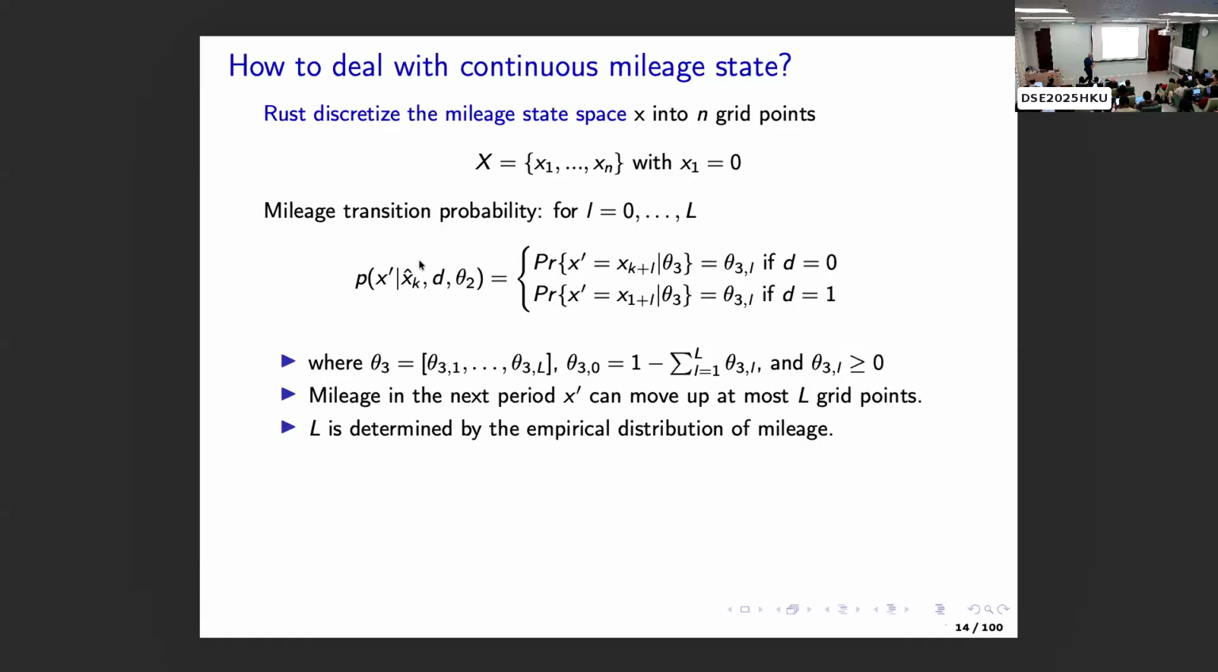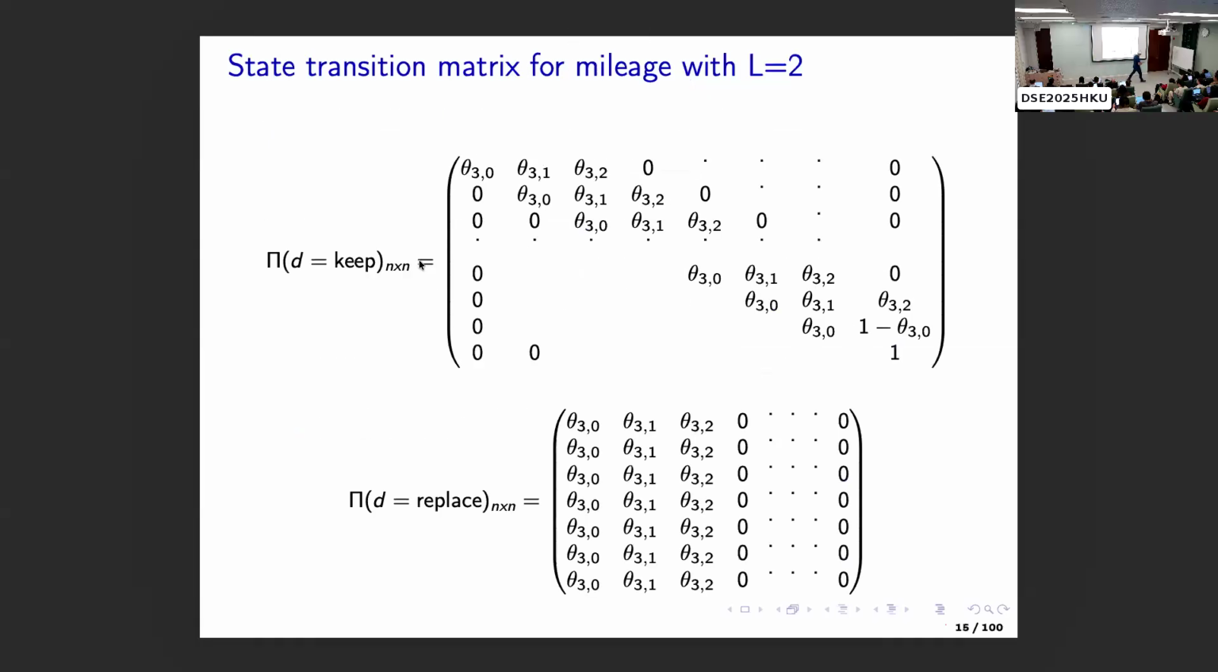So the state transition process is just governed by these matrices, the Markov transition matrix. Here's if you keep the engine, here's if you replace. If you keep the engine, then with some probability you stay in the same state. This is if a person has a brand new bus, right? And with some other probability, you move up the ladder, because the bus is driving forward. Okay.